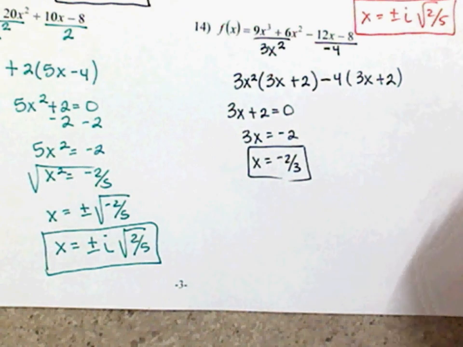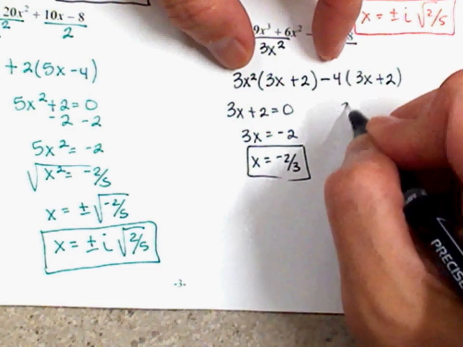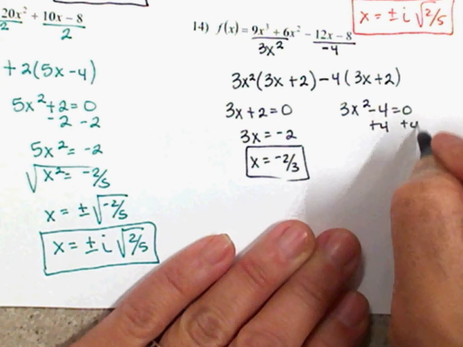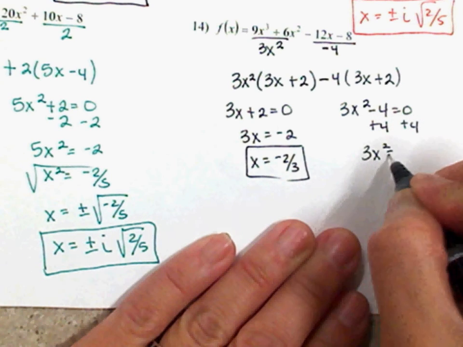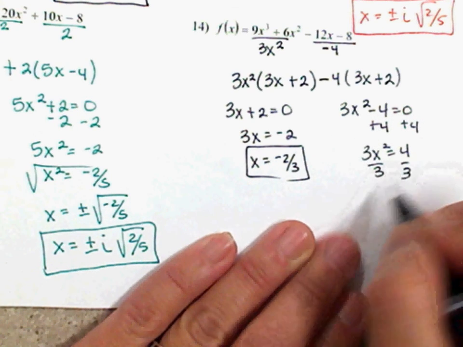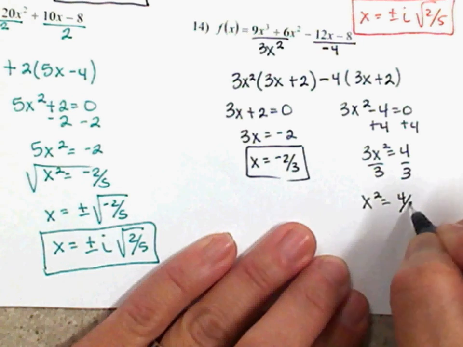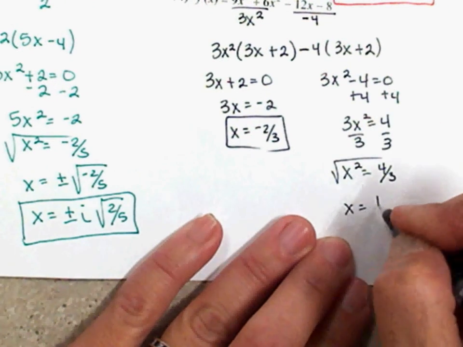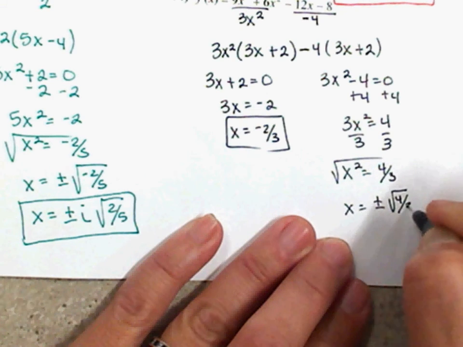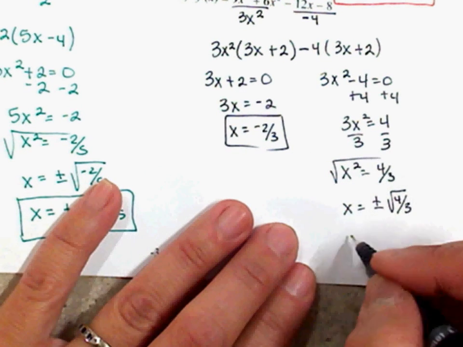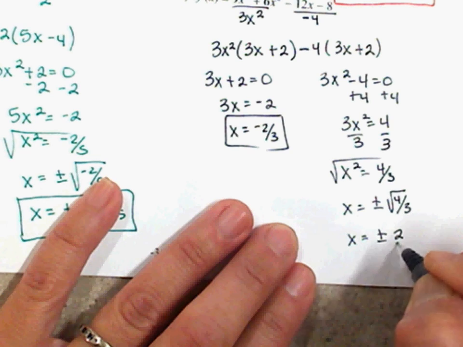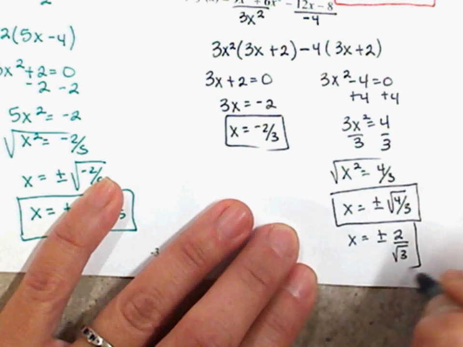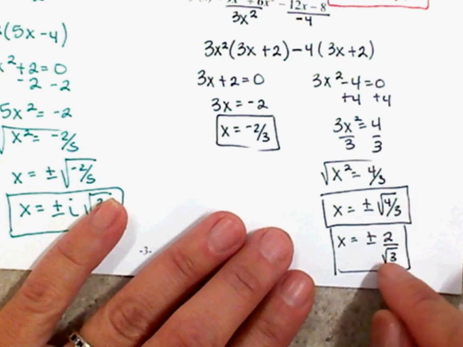The oddballs, 3x squared minus 4, set that equal to 0. Add 4 to both sides. So 3x squared is equal to 4. Divide by 3. X squared is equal to 4 divided by 3. Take a square root. So x is equal to plus or minus square root of 4 over 3. Or what's the square root of 4? 2 over square root of 3. Okay. This answer is okay. This answer is okay. But really we need to get rid of that. But don't worry about that for now.